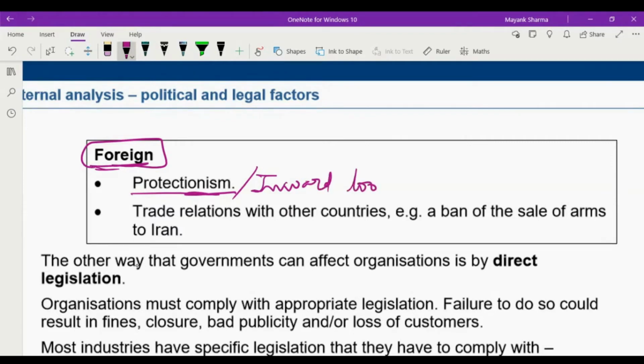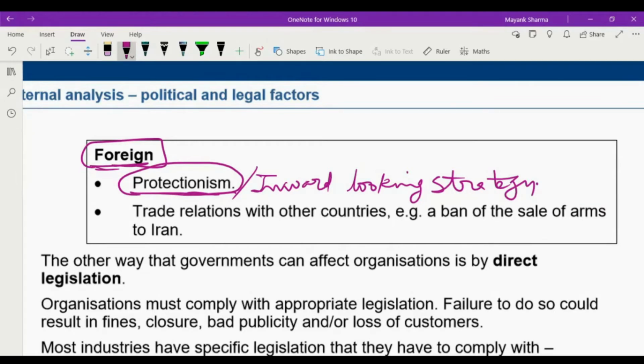Inward looking strategy means where the government is trying to protect the domestic industry, where the government is not focusing on conquering the rest of the world or the international market, where the government is actually protecting the domestic market from international firms. That kind of policy is protectionism. So that will impact your business, yes.